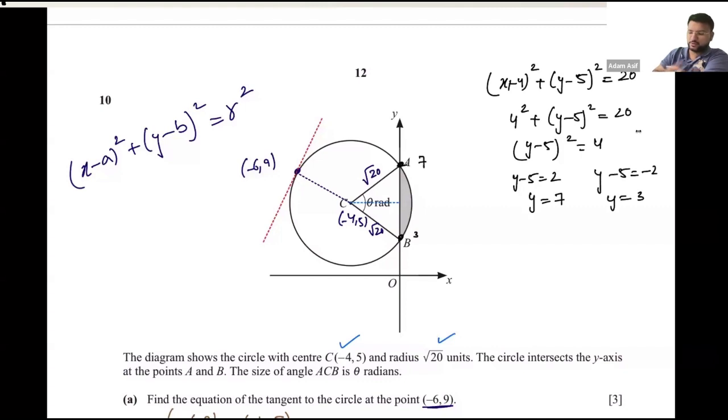ठीक है, so ये वाला डिस्टेंस कितना हो गया टोटल? क्या हो गया? 3 से लेके 7 तक 4। ठीक है अब्दुल्ला, और ये, तो ये डिस्टेंस कितना हो जाएगा? ये 2। अब ये 2 है, ये राइट एंगल ट्रायंगल है, ये डिस्टेंस 2 है, ये डिस्टेंस √20 है। कौन सा ट्रिग्नोमेट्रिक रेशियो अप्लाई करके ये वाला एंगल निकाल सकता हूँ?